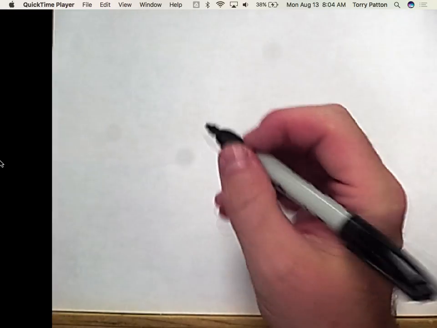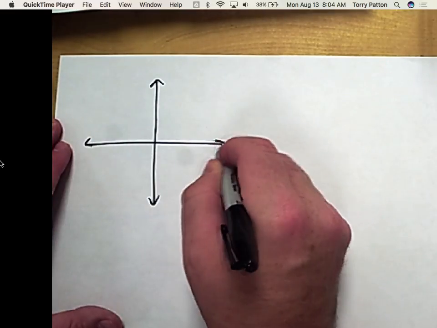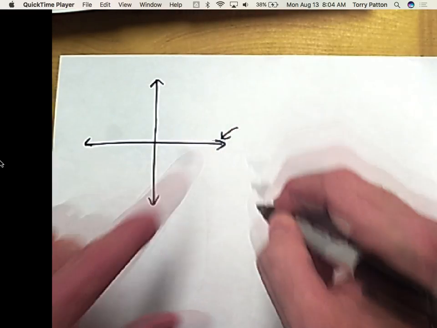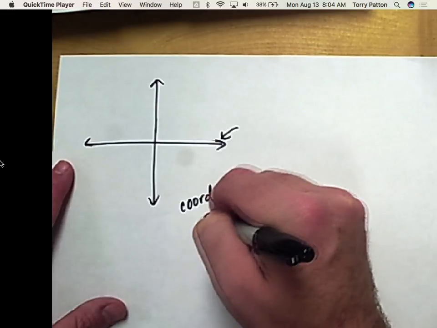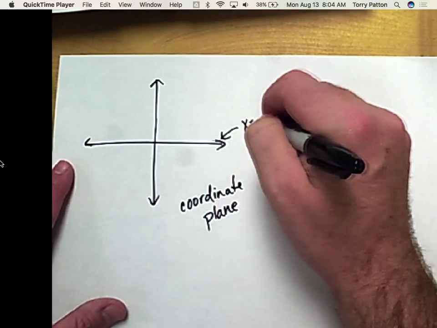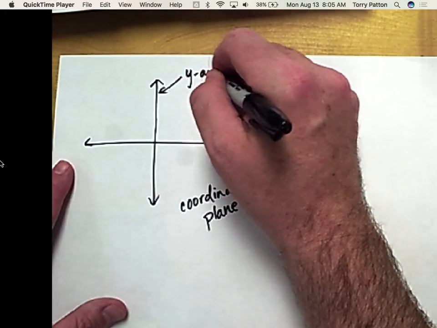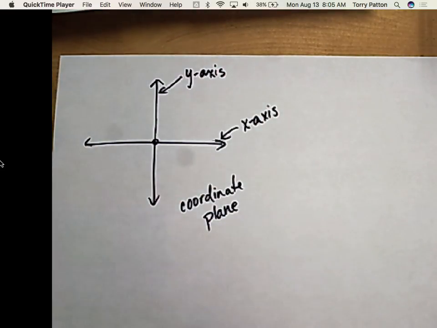First, and this is a review from algebra, but anybody know what this is called? Coordinate plane, graph, both of those are true, okay? What is this part called? Right, so this is the coordinate plane, the whole thing. This is the x-axis, which means this is what? Y-axis. What is this point right here called? The origin. Good job.